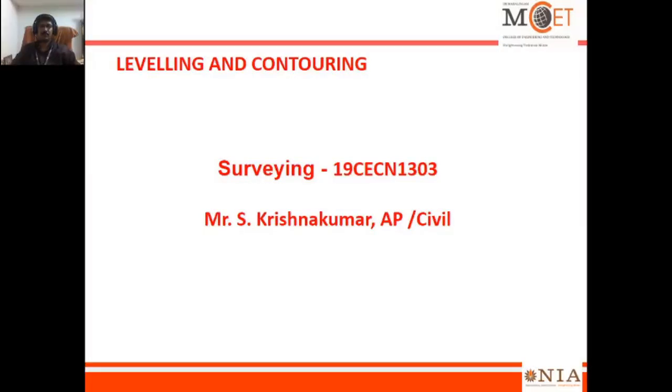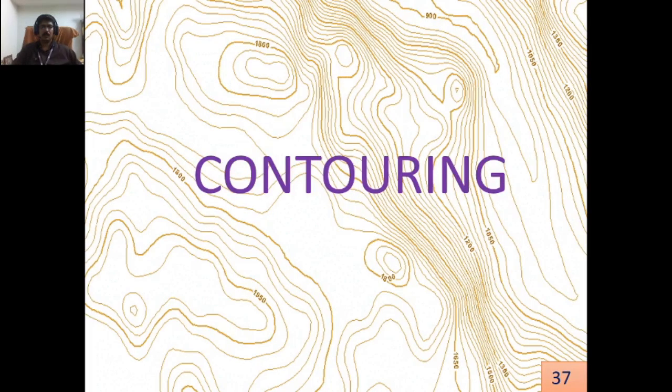Hello friends, we are continuing our next topic in the second unit, which is contouring. Are you able to see the background of this slide? There are some continuous parallel lines, right? Can you guess what it is? With the title you can guess it is contour, but what is it?